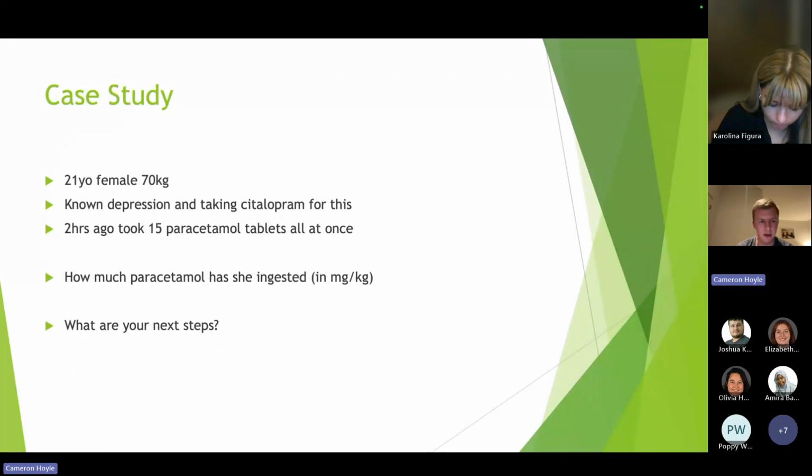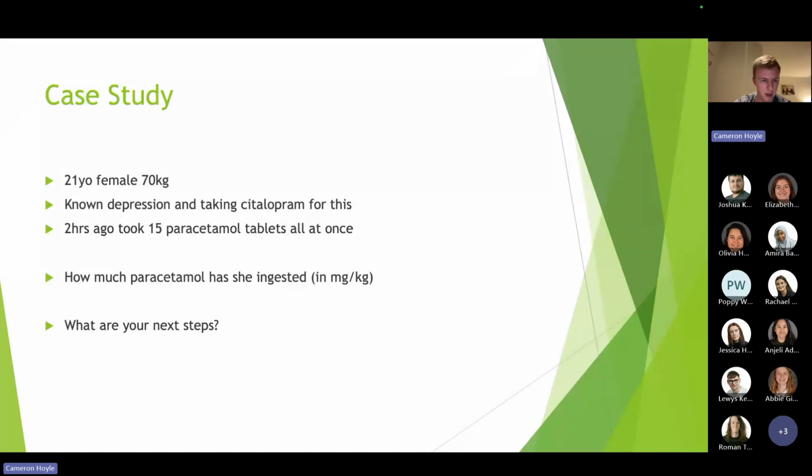So a little bit of a case study. You've got a 21-year-old female. She weighs 70 kilograms. She's known to have depression. She's currently taking citalopram. And 2 hours ago, she told you when she came into A&E by ambulance that she took 15 paracetamol tablets all at once, so within the hour. So just have a little think, if you're doing your PSA, about how much paracetamol she's ingested in milligrams per kilogram.